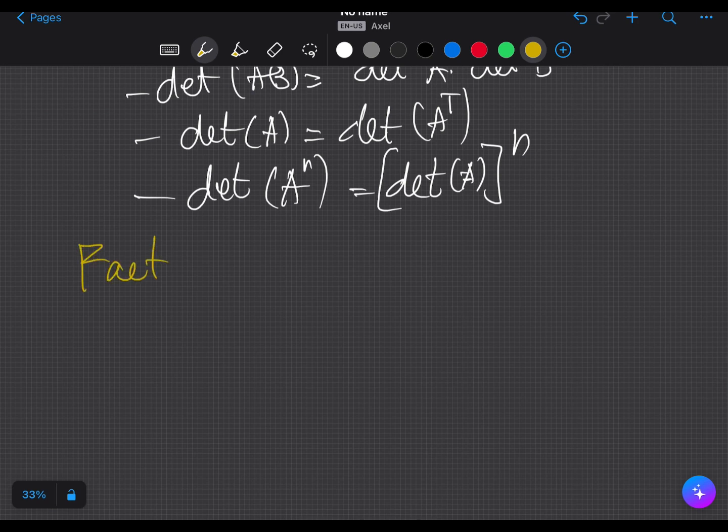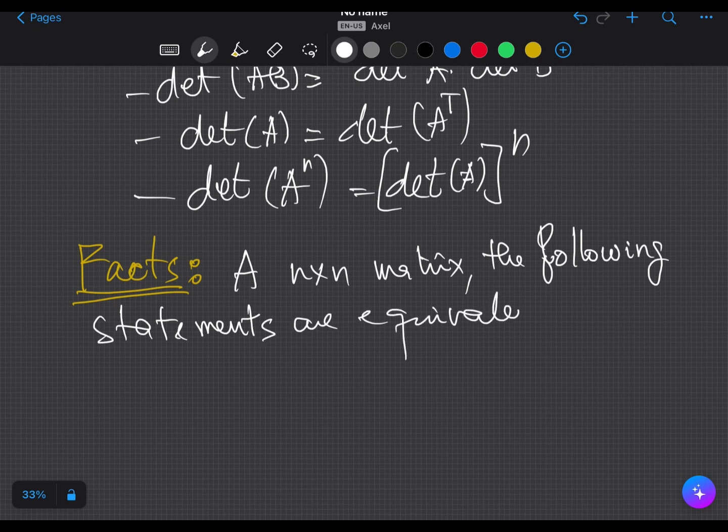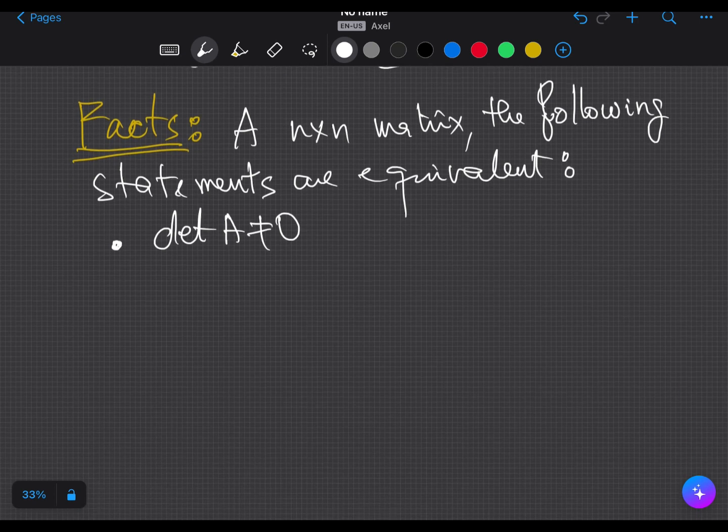So let's finally close with this fact. Here we consider A to be a square n times n matrix. The following statements are equivalent. The first one is the determinant of A is different from 0. Its equivalent is that A is invertible.